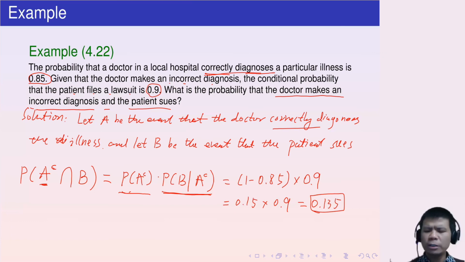So you first define your events, and then we can use the product rule to find the probability of the intersection. Okay, so that is this example.